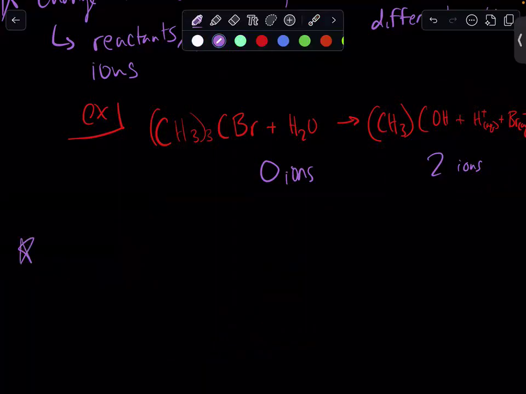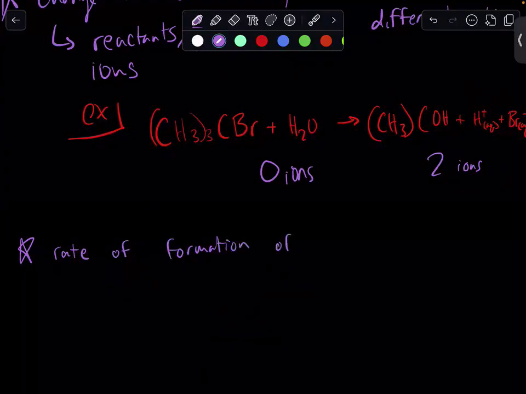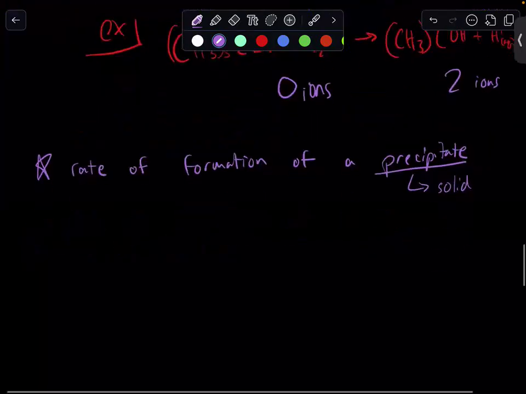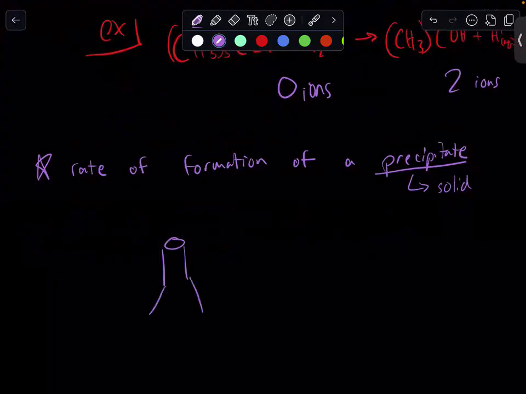One that's often done in early experiments is the rate of formation of a precipitate. A solution might get cloudy as we form a solid. So forming a precipitate is forming a solid in an aqueous solution. And so generally what you'll see in an experiment is you'll have an Erlenmeyer flask.